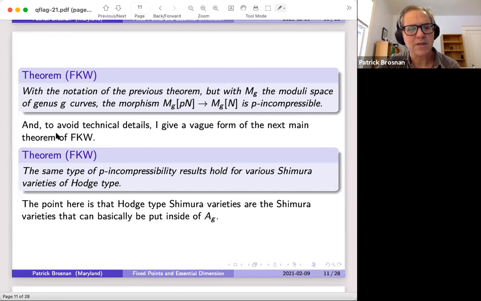So to avoid technical details, I want to give a vague form of the next theorem, but it's actually the form that I'm going to be most concerned with in the rest of the talk. The same type of P incompressibility holds for various Shimura varieties of Hodge type. If I tell you the list of the various ones of Hodge type that they do, it's going to take a long time, and I would probably make a mistake. But essentially, this theorem helps them win as long as they can get the Shimura variety to embed in AG. Okay. So that's the last thing.